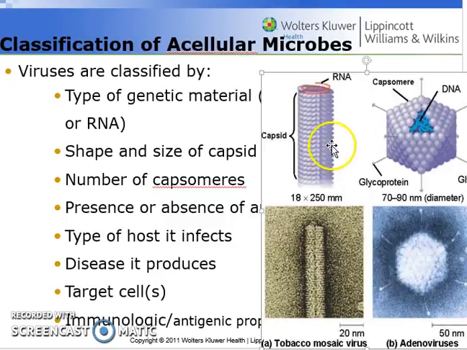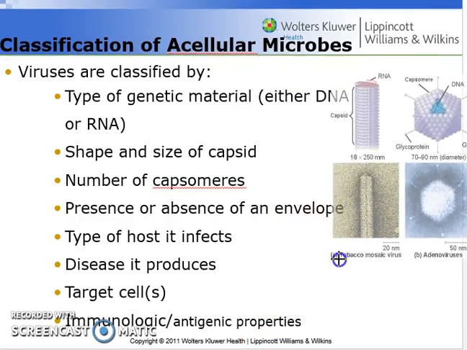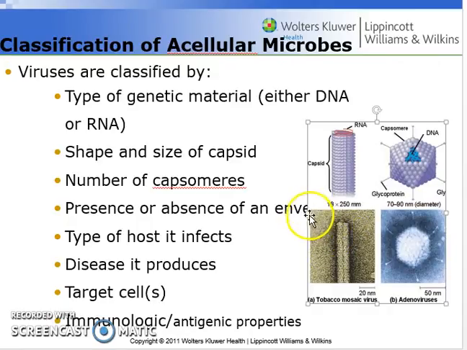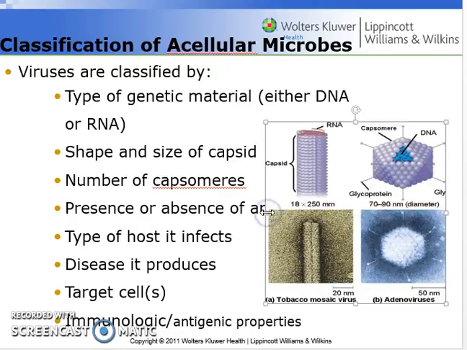And so the shape and the size will also dictate or enable us to classify the virus. The number of capsomeres, so the number of these protein packets that are on here, can also help provide us information with how to classify a particular virus. Obviously, as I said before, the presence of whether or not an envelope surrounds the genetic material of the virus will dictate what kind of virus it is. And then the types of hosts that are infected by the virus will also play a role.